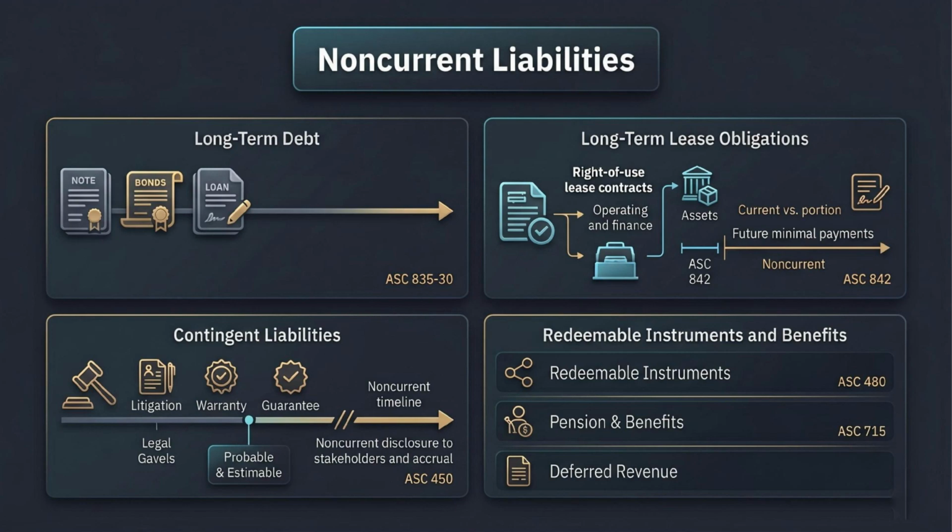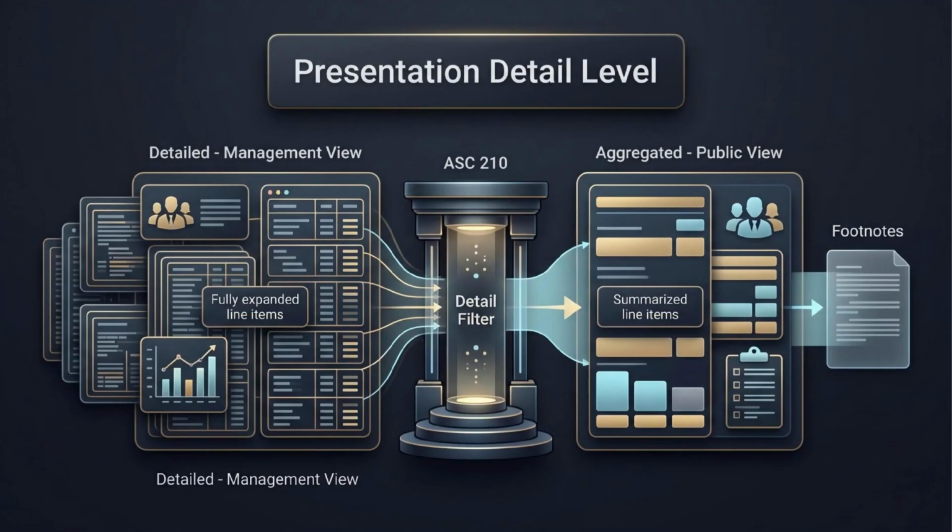Contingent liabilities such as litigation, environmental obligations, warranties, and guarantees may be accrued or disclosed depending on the facts and relevant guidance. Redeemable instruments and benefit obligations can also create non-current liabilities. Here again, classification is about timing and expected settlement. A liability can be very real but still non-current if settlement is beyond the current gate. ASC 210 also allows judgment in presentation detail.